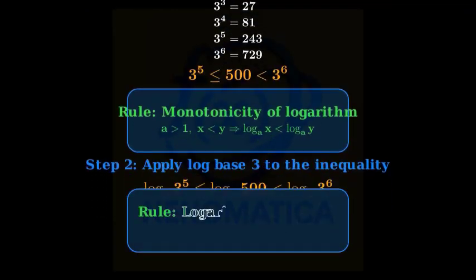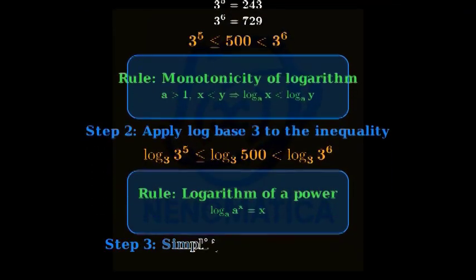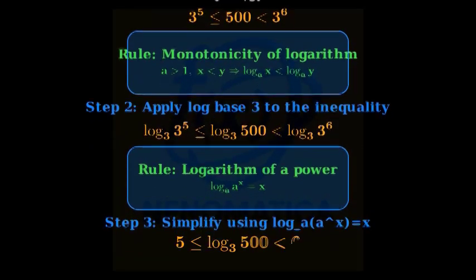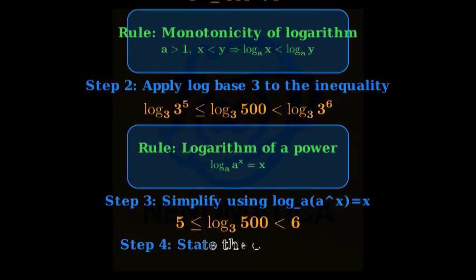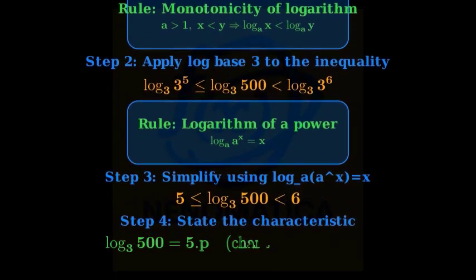Step 3 uses the power identity, log base a of a to the x equals x. Simplify the ends of the inequality. This yields 5 less than or equal to log base 3 of 500 less than 6. Step 4. Read the characteristic. The integer part is 5, so we write log base 3 of 500 equals 5.p. State the result in green.